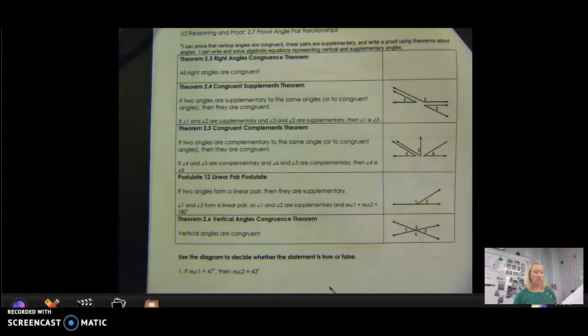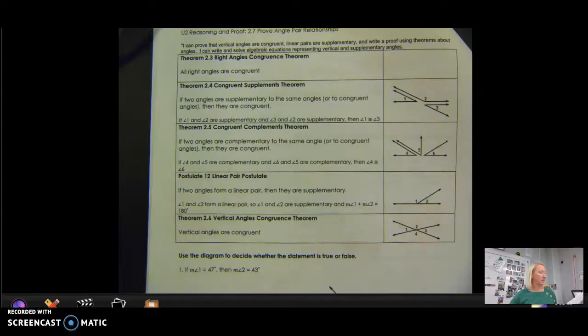Linear pair postulate is stating that if two angles form a linear pair, then they are supplementary. So that's kind of like the definition of linear pair on this sheet. And then the last one is vertical angles congruence theorem. It's just stating that all vertical angles are congruent. So 1 and 3 would be congruent, 2 and 4 would be congruent.